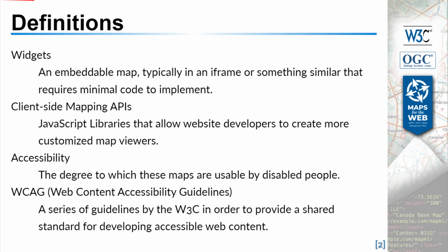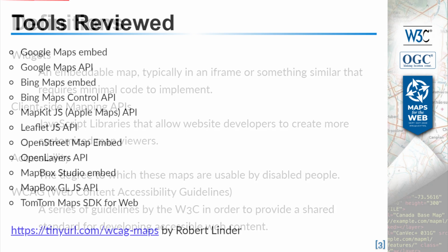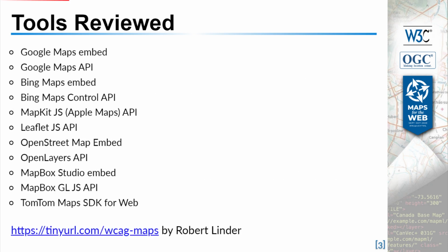Not all WCAG criteria are relevant to web maps, so I've pulled out some of the most applicable and interesting ones, where the map tools meet these criteria with varying degrees of success. Tools reviewed. The tools today include both widgets and libraries from vendors like Google, Bing, Apple, Mapbox, and TomTom, as well as some open-source solutions with OpenStreetMap tiles.